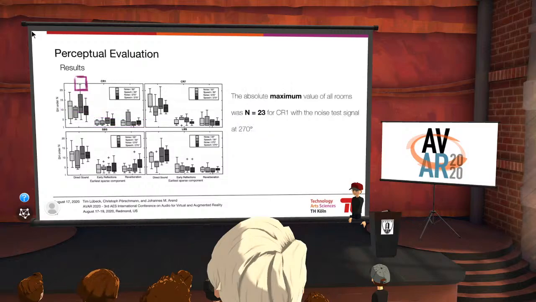But one interesting note: we found that no participant could hear differences above an order of 23. So we can see that the order of 23 seems to be an upper limit for spatial resolution.